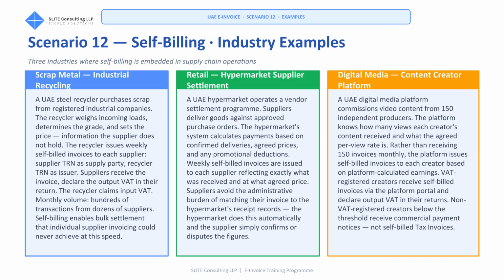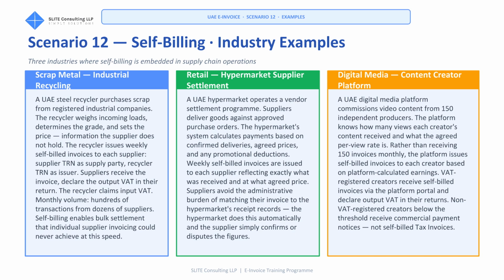Second, retail. A hypermarket runs a vendor settlement program. The hypermarket system calculates payments from confirmed deliveries, agreed prices, and promotional deductions. Weekly self-billed invoices reflect exactly what was received at what price. Suppliers avoid the burden of matching their invoice to receipt records. The hypermarket does it, the supplier confirms or disputes.